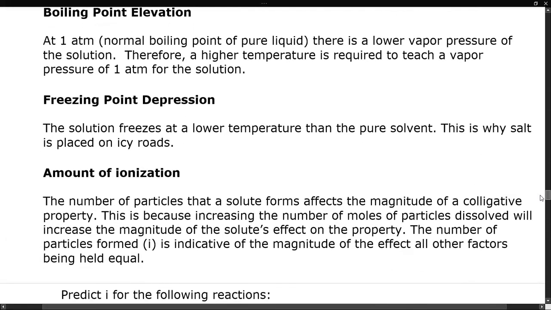Amount of ionization. That also affects how much it's raised or lowered, for example, or how much the vapor pressure changes. A lot of times there's a property called the Van 't Hoff factor, given the variable i, and it tells you how many particles it forms. If it forms more particles, since the property is totally based on the number of particles in solution, more particles is going to be a bigger change for the same number of moles of solute dissolved, because you'll get more moles of particles.